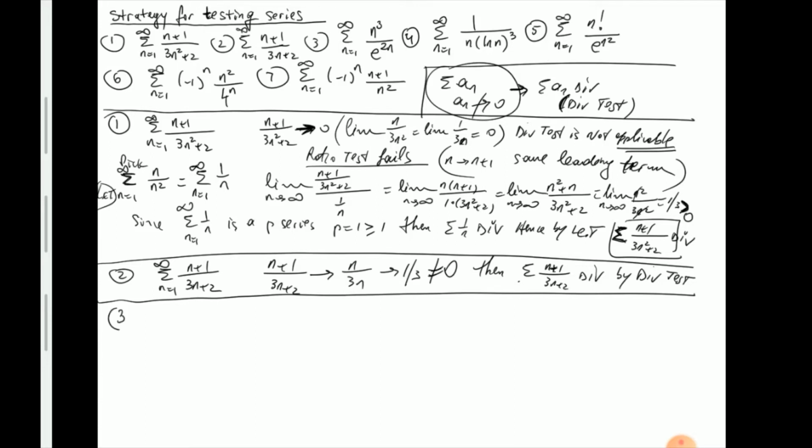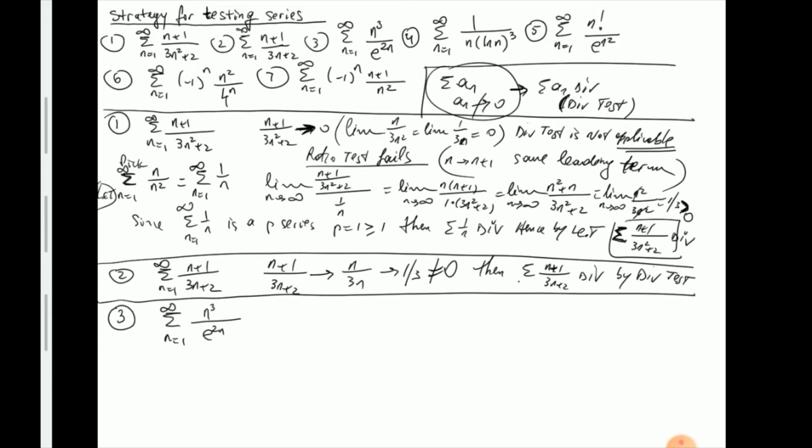All right, so moving on with number 3, we have n cubed over e to the power 2n. Again, this goes to 0, so we cannot use the divergence test because the exponential goes to infinity faster. And now we remember that if we have at least one exponential in this series, chances are that the ratio test or the root test, depending on the case, will work.